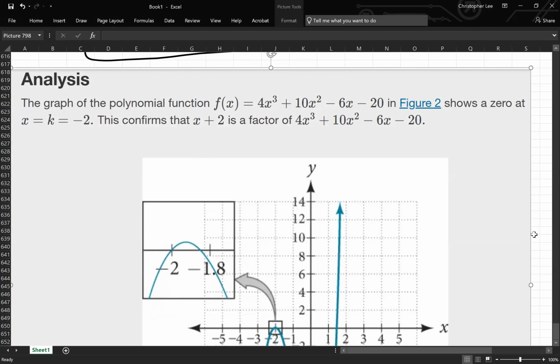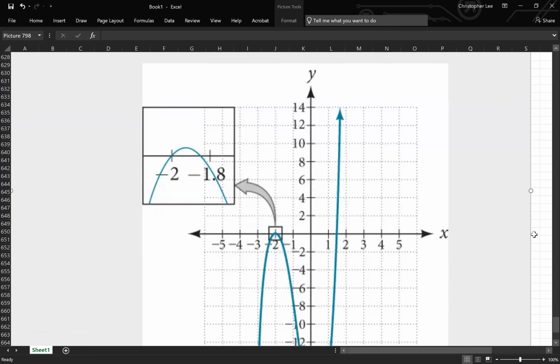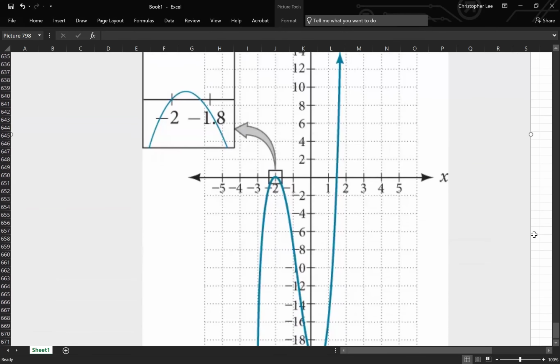So the graph of the polynomial 4x³ plus 10x² minus 6x minus 20 in this figure shows a 0 at x equals k equals -2, right? So this confirms that x plus 2 is a factor of 4x³ plus 10x² minus 6x minus 20. That's it.